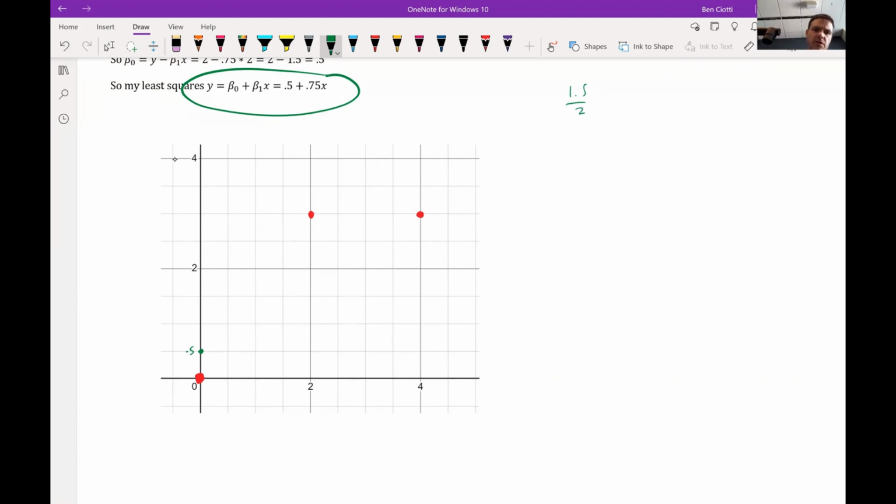So it should go up 2 and over. Oh, so it should go through this point right here. Up 1.5 and over 2. There. Yeah, I think that's it. There we go. So there's y equals 0.5 plus 0.75x.